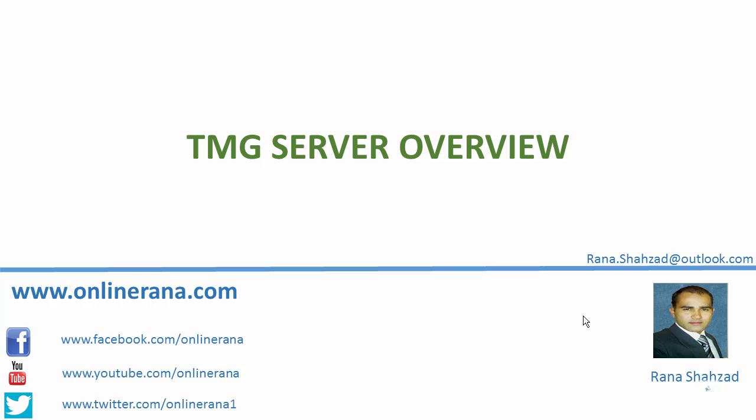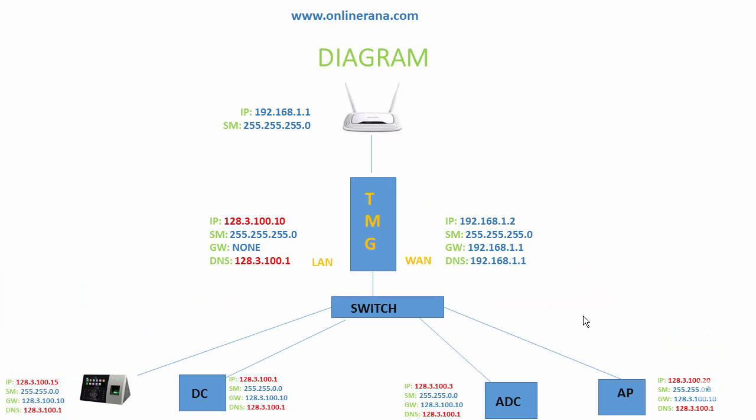So let's jump back to our diagram and understand the basics of how firewalls work. You can see in the picture there is a router, a DSL router or another router, whatever you have. We have a router, and we have a TMG with two LAN cards, one for the internal LAN and one for the external side. There will be two LAN cards.